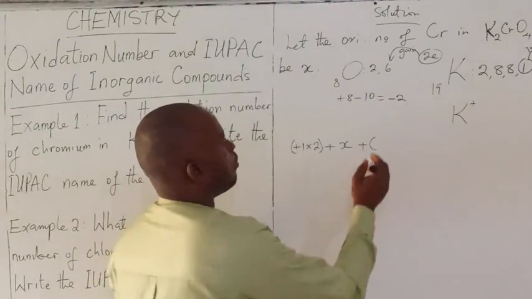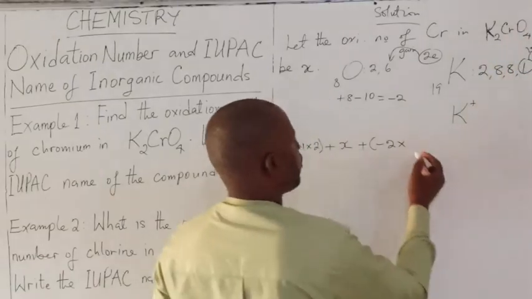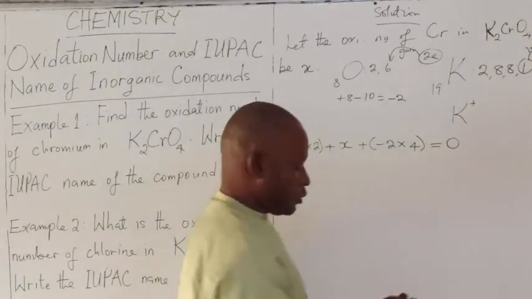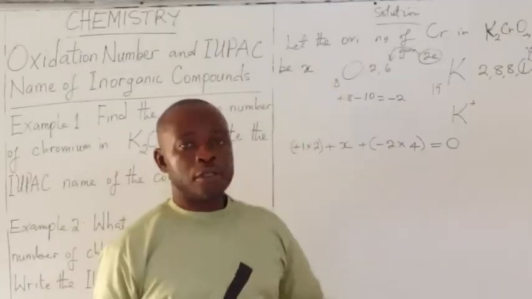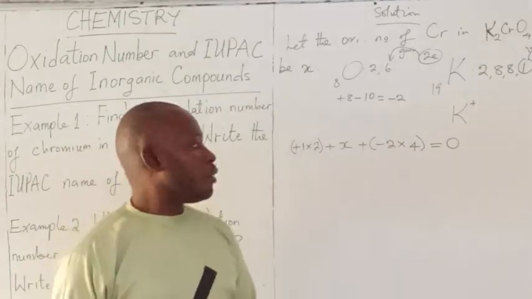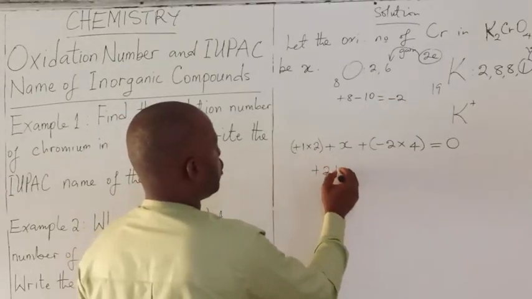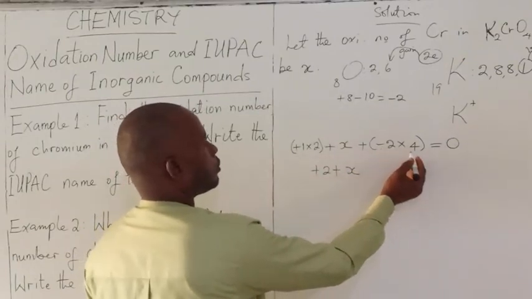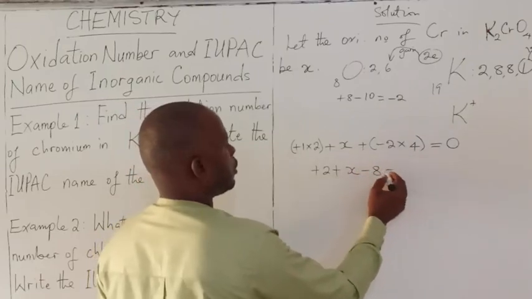So we have minus 2 times, how many atoms of oxygen do we have here? 4 atoms, so times 4 equals, what is the net charge? What is the overall charge of this compound here? 0. The net charge of compounds is usually 0. Okay, so let's continue. Plus 1 times 2 gives us plus 2. You bring down plus X. Minus 2 times 4, minus 8. So plus 2 plus X minus 8 equals 0.